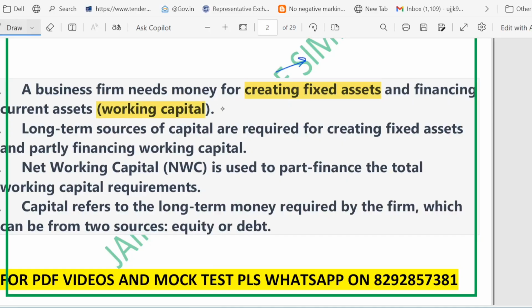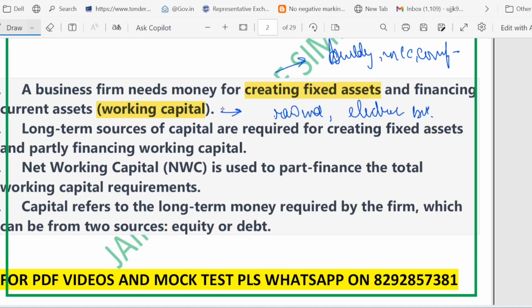So one example of fixed asset I have given you is building machinery or a computer, and working capital means things like buying raw material or paying the electricity bill. Right, these are things under working capital. Now, for fixed assets, a business usually needs long-term funds, because these assets will be used for many years. Even a part of the working capital is financed through this long-term fund. So long-term sources of capital are required for creating the fixed assets.